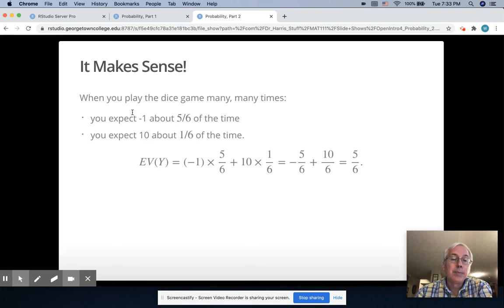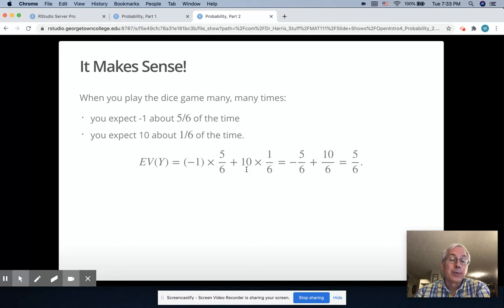5/6 of the time, you're going to lose $1. You're going to lose a lot. But when you win, you're going to win much more than you lose on any individual play. And so 5/6 of the time, you're going to lose $1, but 1/6 of the time, you're going to win $10. And so in the long term, you're going to lose $1 5/6 of the time. You're going to win $10 1/6 of the time.